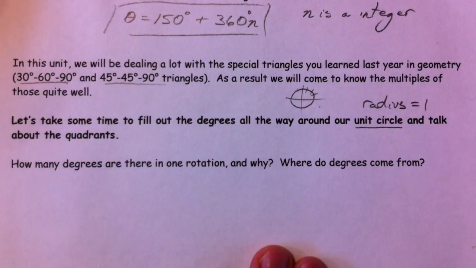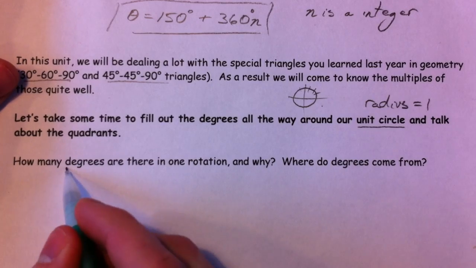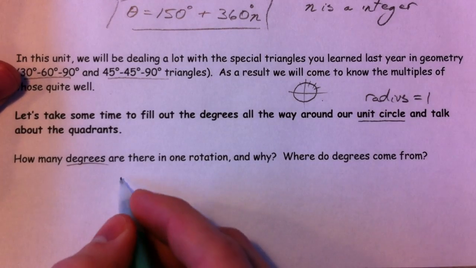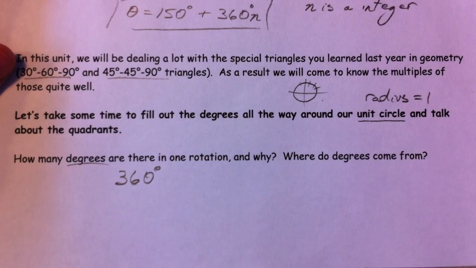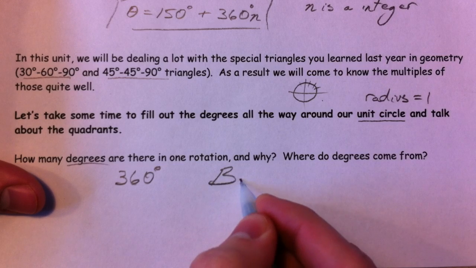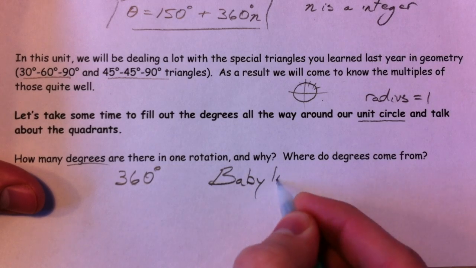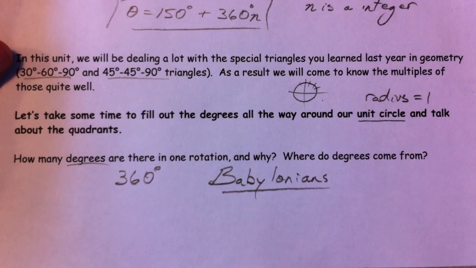So where do degrees come from? How many degrees are there in one rotation? We've talked about that. There's 360. But why 360? We sort of become accustomed to it because we're used to it. But why in the world 360? Why not just 100? And so the Babylonians are the first who actually established this 360.